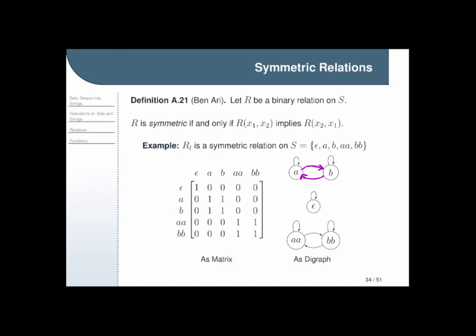Now, just as an exercise here, try pausing the video for a minute and thinking about this relation RL. What is a rule that you might give that characterizes this relation?